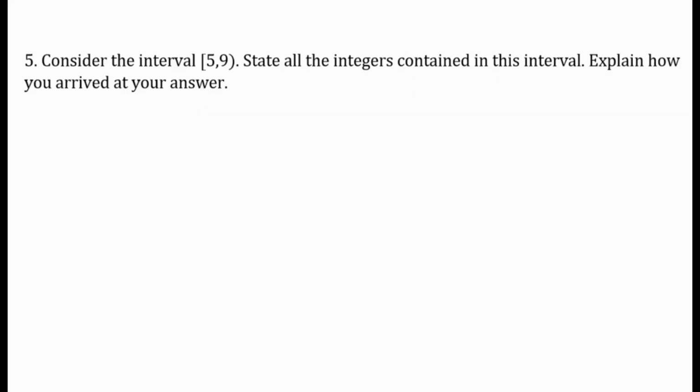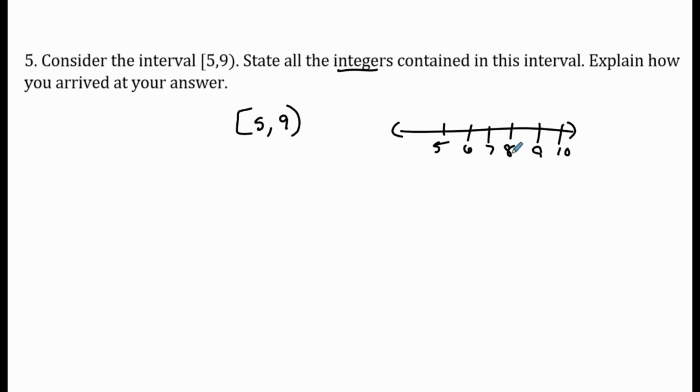Consider the interval 5 to 9. State all the integers in this interval. So 5 to 9. 5, 6, 7. Remember, the integers are these nice numbers here that I'm writing down. 5 gets a closed circle. 9 is not included. This is an open circle there, and I'm in between there. So what are all the integers? 5 is an integer. 6, 7, 8. Do not write 9. 9 is not included.